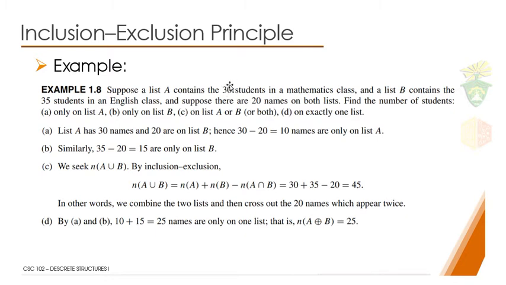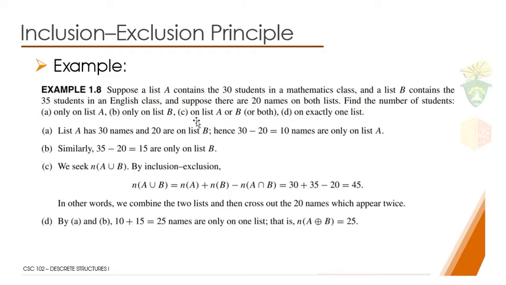The number of students in A, which is 30, we just subtract the number of students that are in both lists, which is 20. So we have 10 students who are exclusively in list A, not in list B. Now for B, which is only on list B, we will do the same solution. We just subtract 20, since we know that 20 students are in both A and B. So 35 minus another 20, we have 15 students only in list B.